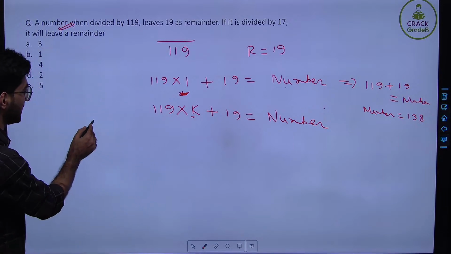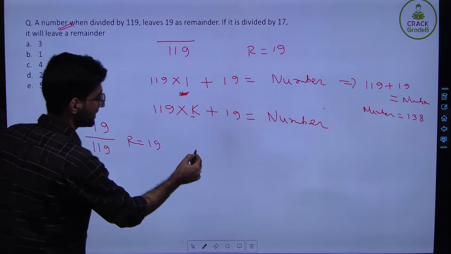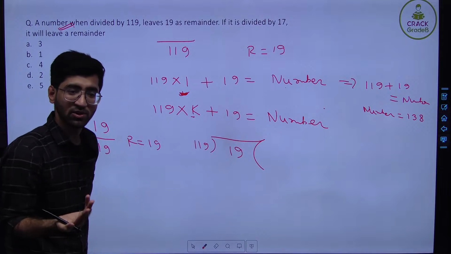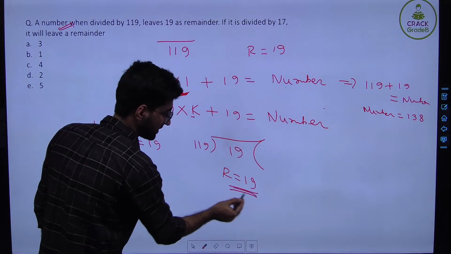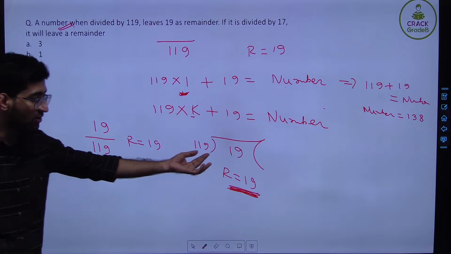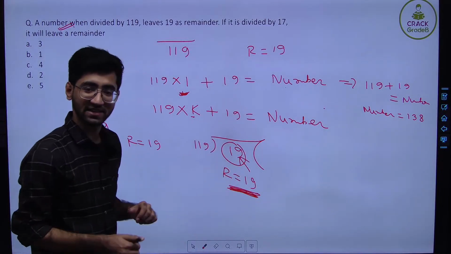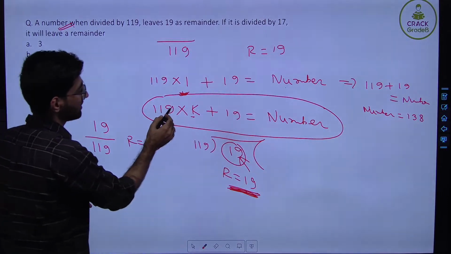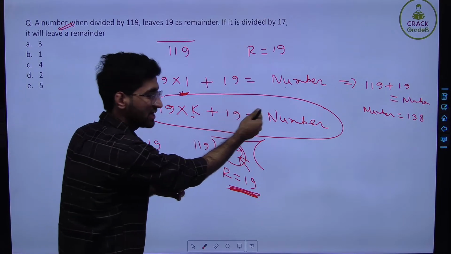It can happen that if you divide 19 by 119, the remainder will be 19. If you divide 19 by 119, you will not be able to divide, and even in that case the remainder will be 19. Because you will not be able to divide, you can also assume that this number is 19. I am giving you multiple perspectives. You can write that 119 times k, plus remainder 19, will be equal to the number.